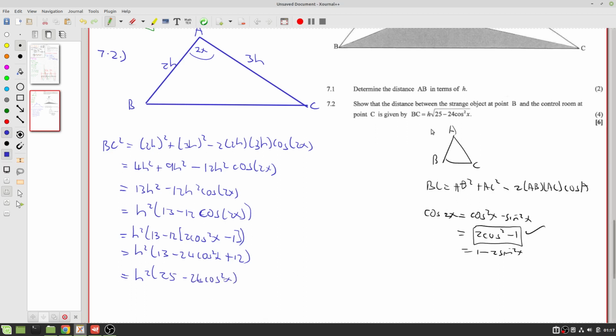And now we're pretty close to done, right? Looks very much the same. Now what we want to do is take the square root of both sides. So if we square root BC squared, we just get BC. Square root of h squared is just h. And the square root of this we can just leave under the square root sign: 25 minus 24 cos squared x. And there we have it. That's exactly what we needed to prove.